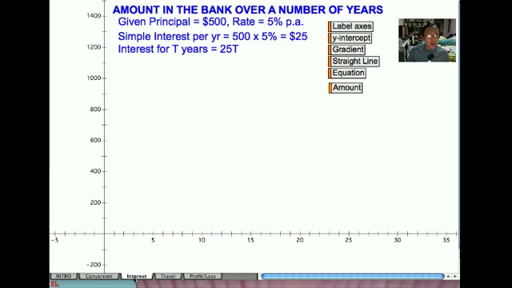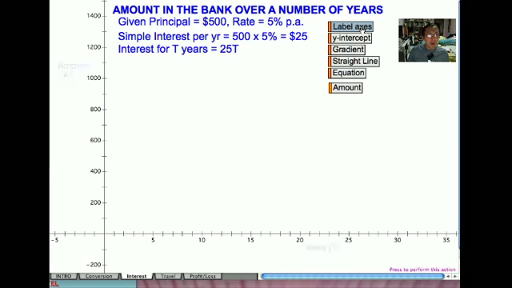We next take a look at the amount in a bank over a period of years. If we put in an amount of $500 with a bank rate of 5% per annum, the interest per year will be 5% of the principal, which is $25. And over a period of T years, the interest will be 25 times T.